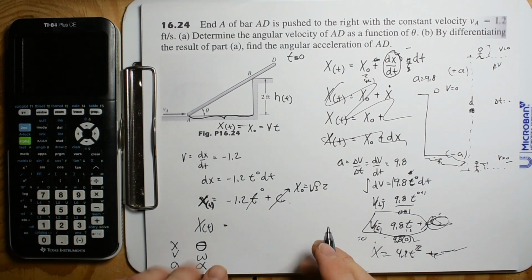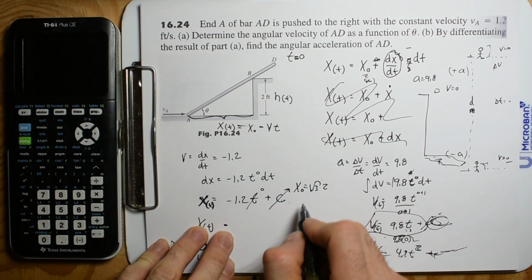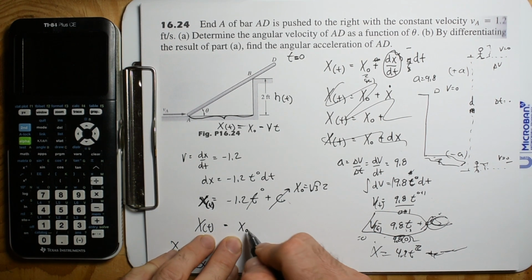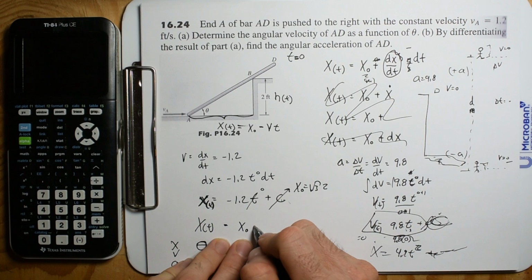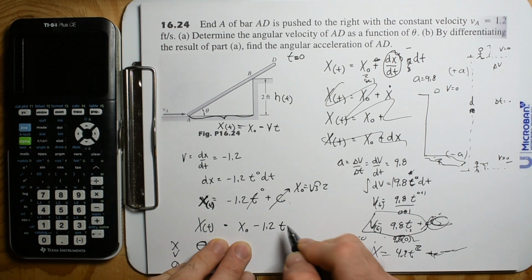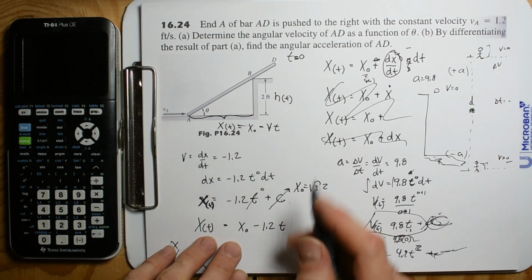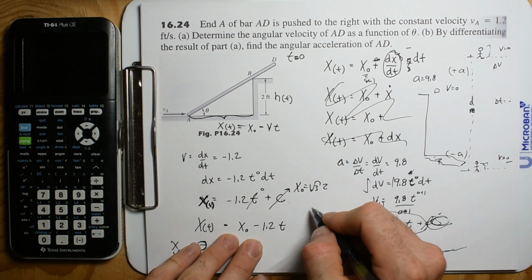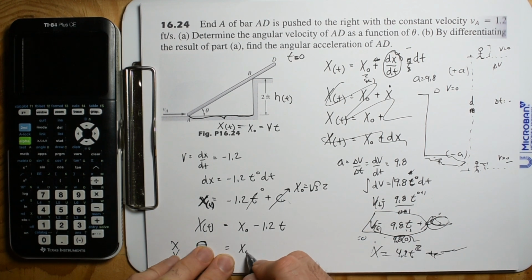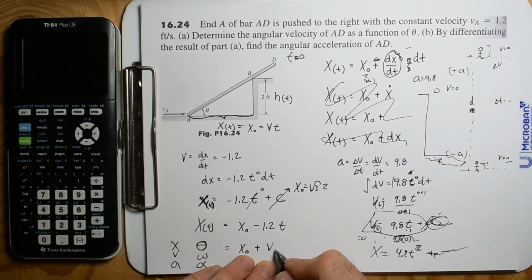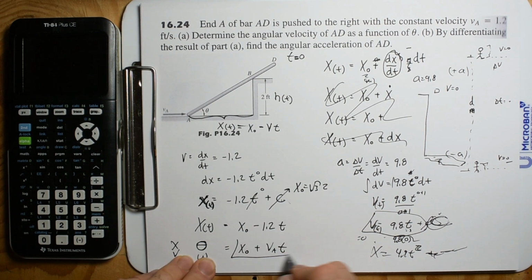So we get this equation: x naught minus 1.2 t is our equation. We know this minus 1.2 t, I mean, we can just say it's x naught plus velocity times t, and that's our equation.